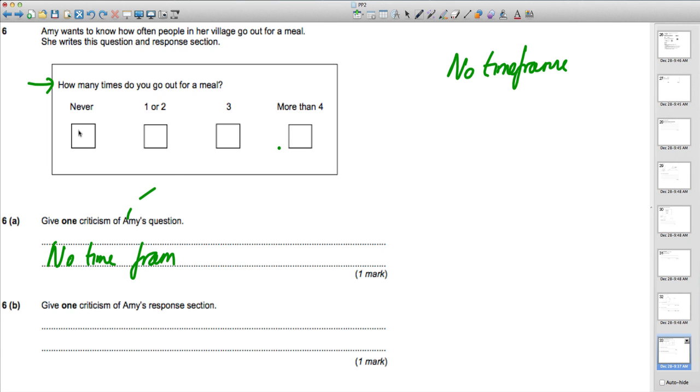What is one criticism of Amy's response section? Well, look, it's either never, 1 or 2, 3, or more than 4. So surely 4 needs to be an option. So there is no box for 4. What if you went out 4 times a week? Which would you tick? The 3 box or the more than 4? So that is a problem with her suggestions there.